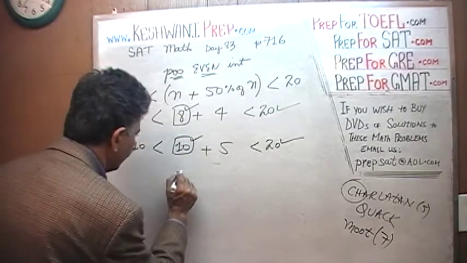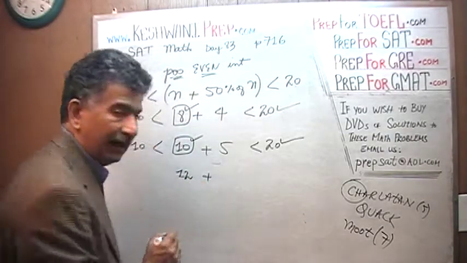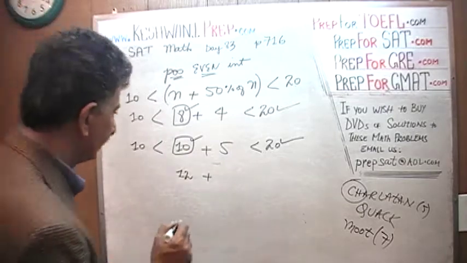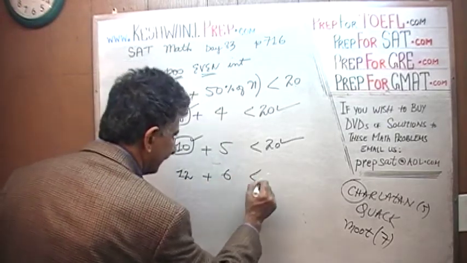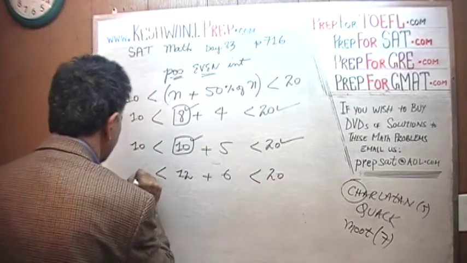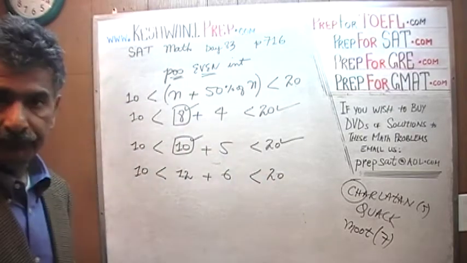Let's try 12. 12 plus half of 12, 50% of 12, which is 6. 12 plus 6 is 18, and 18 is less than 20, but more than 10. So that works.